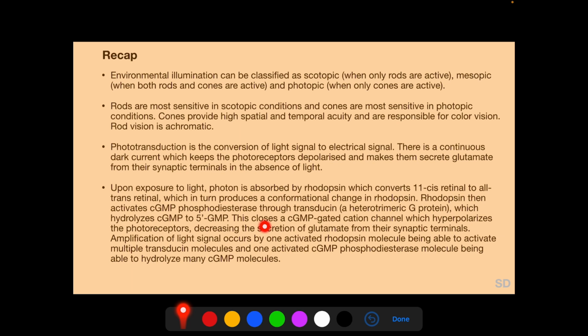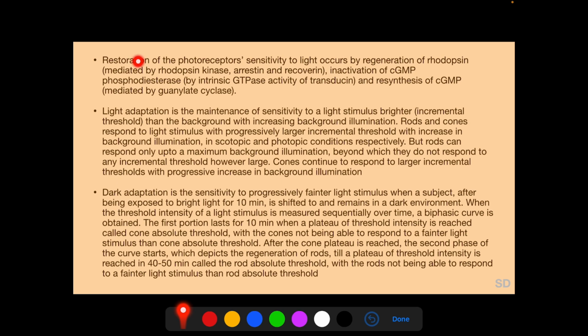This closes a cGMP-gated cation channel through which this dark current passes, thus hyperpolarizing the photoreceptors and decreasing the secretion of glutamate from their synaptic terminals. Amplification of the light signal occurs by one activated rhodopsin molecule being able to activate multiple transducin molecules and one activated cGMP phosphodiesterase molecule being able to hydrolyze many cGMP molecules. Restoration of the photoreceptor sensitivity to light occurs by regeneration of rhodopsin, inactivation of cGMP phosphodiesterase, and resynthesis of cyclic GMP.